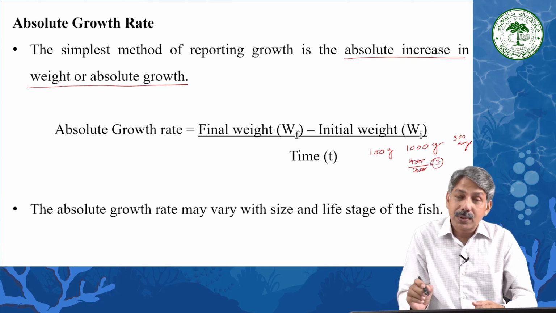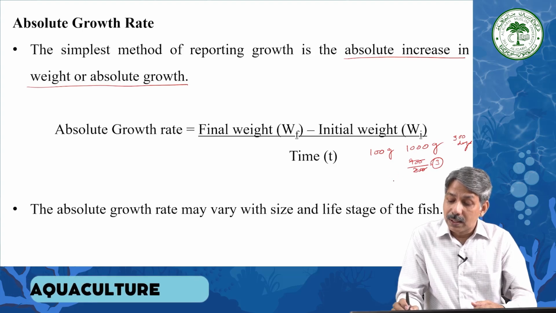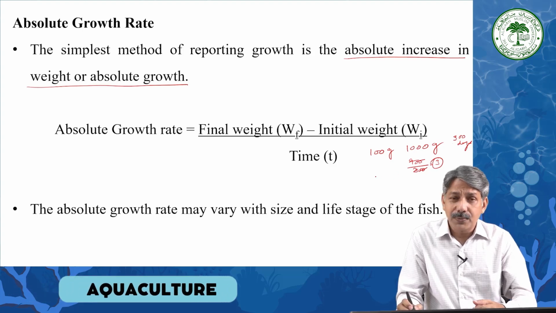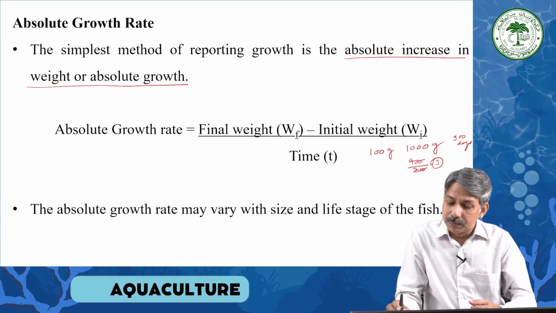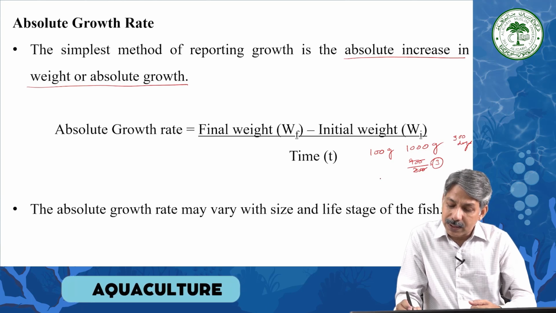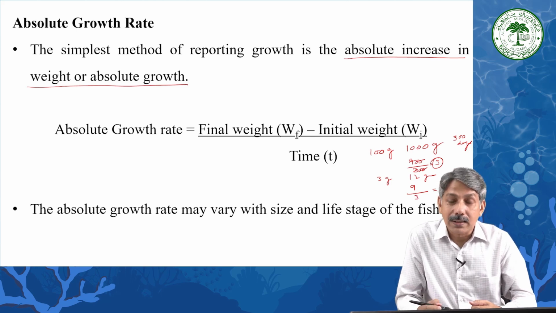But suppose you have taken a quite large fish, a 100-gram fish that grew to 1 kilogram, 1000 grams. Now, suppose some fish at a very small stage showed, say for example, a 3-gram initial weight and a 12-gram final weight over a period of only 3 days. Then what will happen? 9 will be the difference over 3 days. Again, the absolute growth will come to 3 only.